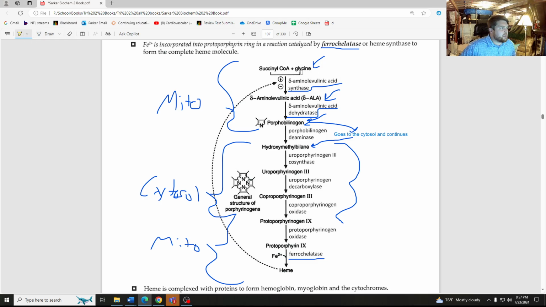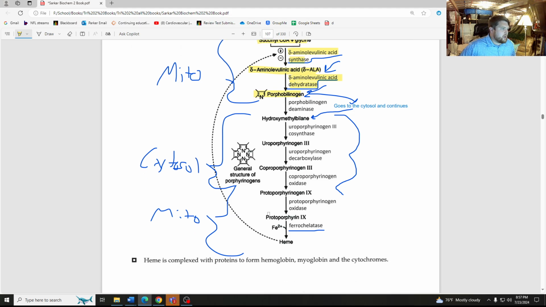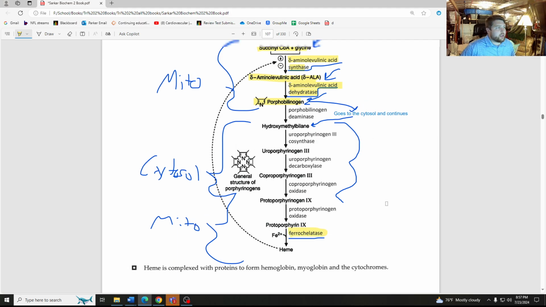Let me actually just highlight them so it's easier. So this, we want to make sure we remember this. All of this. Again, like I said, ideally all of it, but if not all of it, remember these specifically for sure.